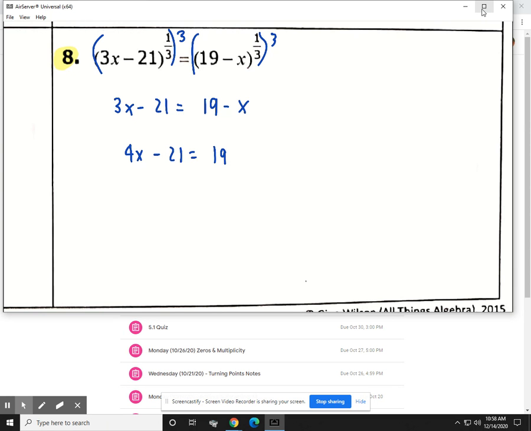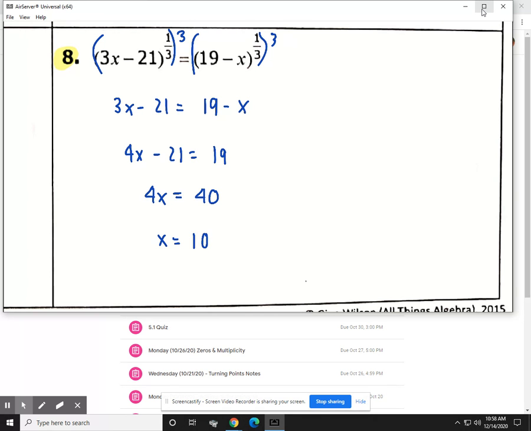Minus 21 equals 19. So 19 plus 21? Nuh-uh. One more up. 110. No, I said it wrong. It's one more 10 up. 41. Or just 40. And then you're going to divide by 4. What's 40 divided by 4? 10. Okay, so x equals 10.